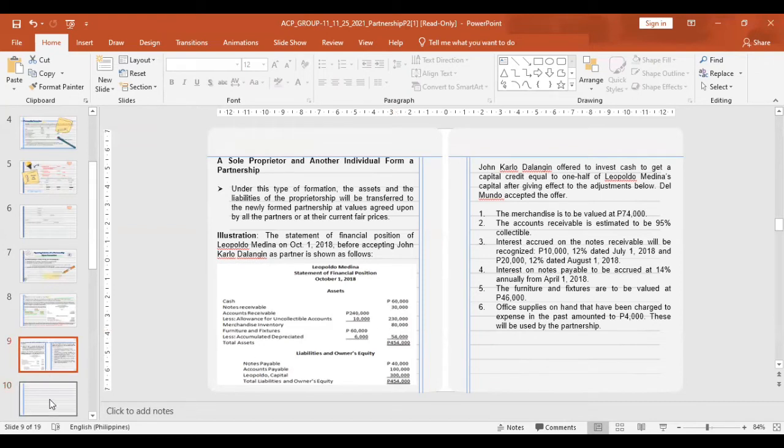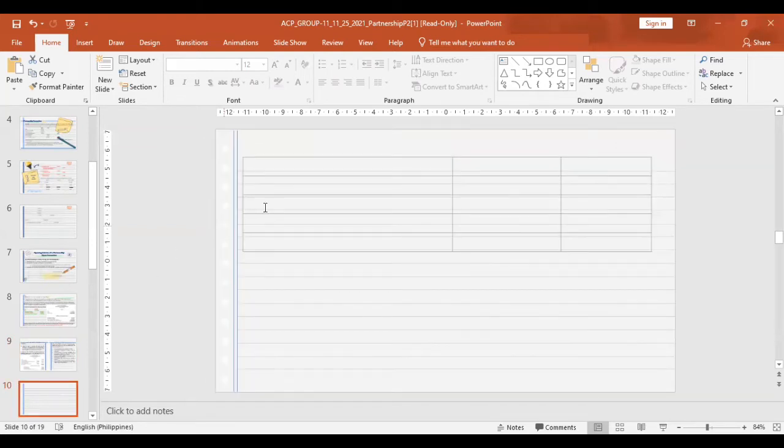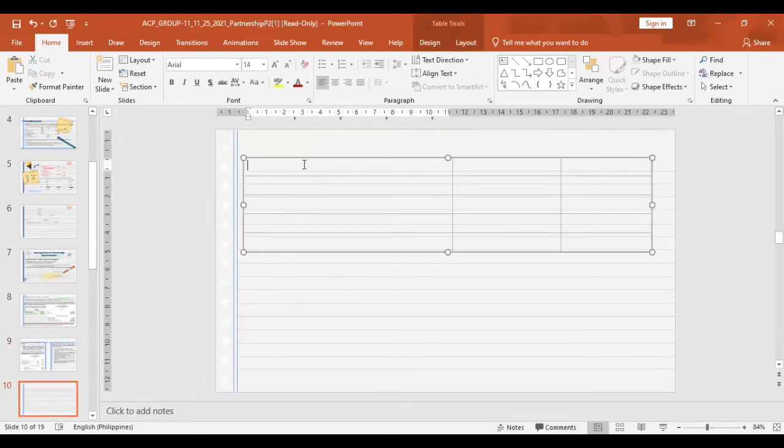So, if bumaba yung asset mo, so, syempre, bumaba din yung capital mo. So, i-debit natin yung capital account na 6,000 kasi 80,000 minus 74. Tapos, i-credit din natin yung inventory. Ganun. Merchandise inventory na 6,000.